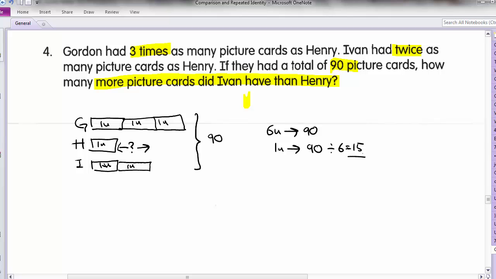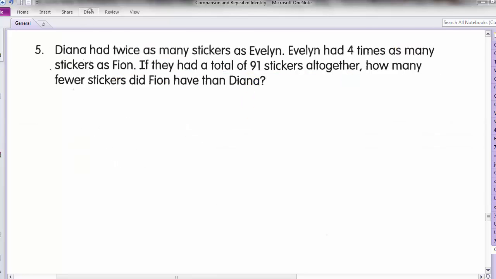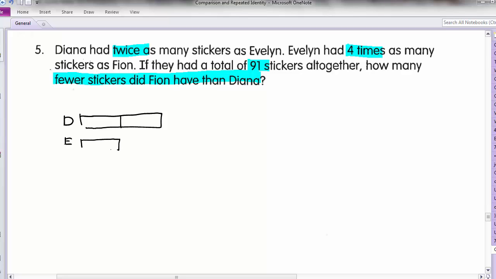Okay. Right, question 5. Diana twice as Evelyn, Evelyn 4 times as Fionn, total of 91 stickers. How many fewer stickers did Fionn have than Diana? So I need to compare Diana and Fionn. So first things first, let's draw the model. Diana, twice of Evelyn. So whatever Evelyn has, Diana also has. Okay. Now Evelyn 4 times of Fionn.